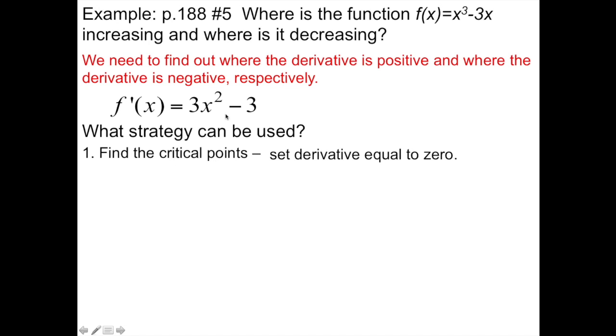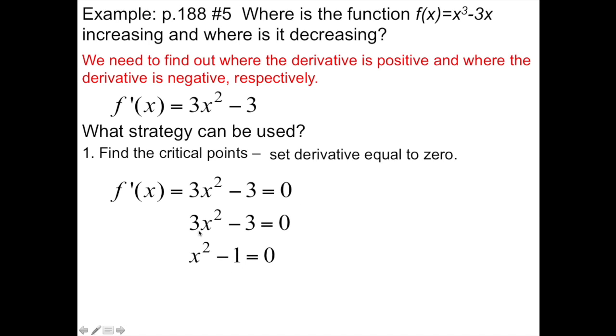We're going to set the derivative equal to 0, and then solve this. We factor out a 3 and divide it, so I'm left with x squared minus 1. I'm going to factor that into (x plus 1)(x minus 1), then set each one of these equal to 0 and solve. When I do that, this is equal to negative 1, and here it's going to be equal to positive 1.